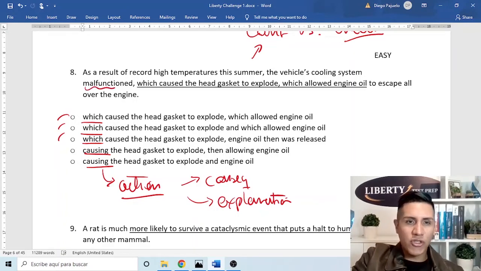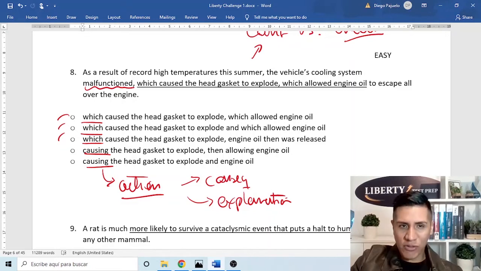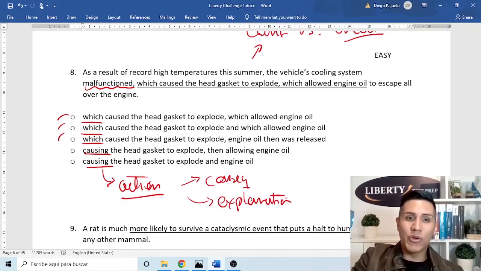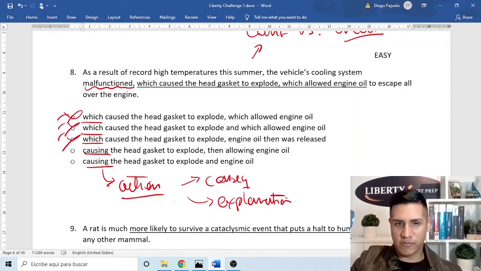Why? Because malfunction is not even a noun. Malfunction is an action. It's a verb, or it could be an adjective. Okay. In this case, it's a verb, right? The vehicle's cooling system malfunction. That's a whole sentence. So you cannot have a which modifying a verb. That's not its job. It can't do that. So you need cause. Okay. This whole event caused something else.